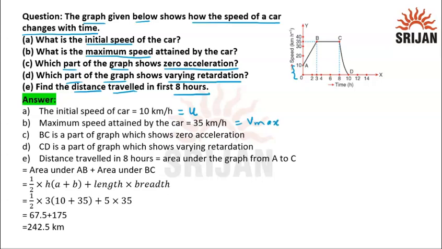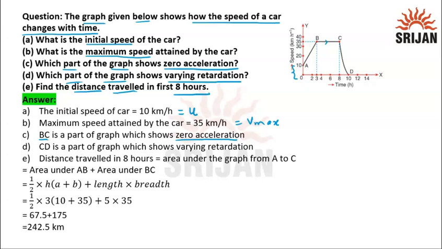Next part, we have to determine which part of the graph shows zero acceleration. Zero acceleration corresponds to constant velocity, meaning the part of the graph where there is no change in velocity. From B to C, at point B the velocity is 35, and at point C the velocity is 35. So from B to C the acceleration is 0. BC is the part which shows zero acceleration because the velocity at B is 35 and the velocity at C is also 35. There is no change of velocity from B to C. Hence zero acceleration.